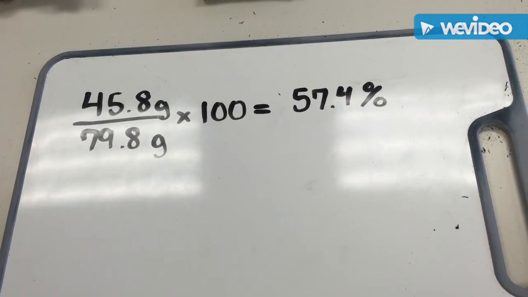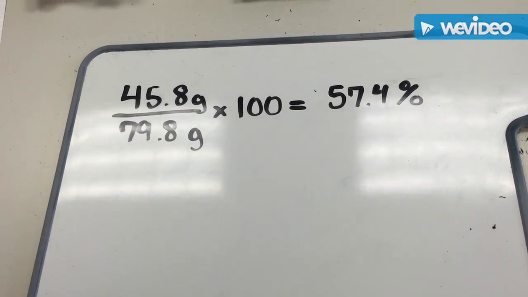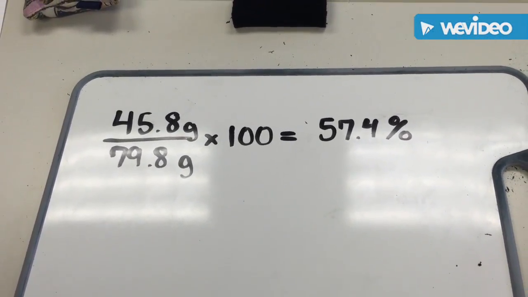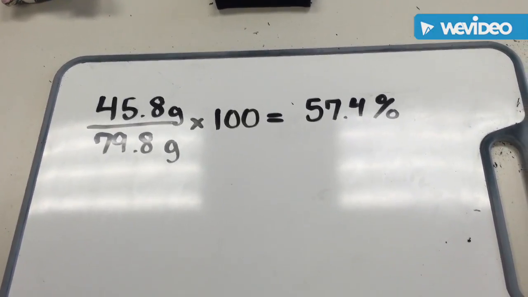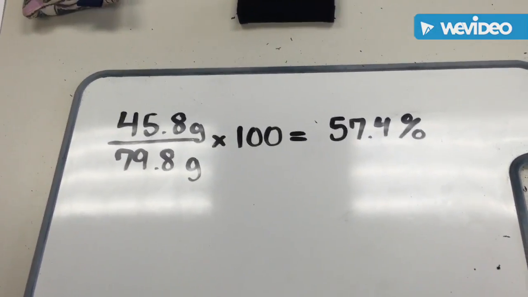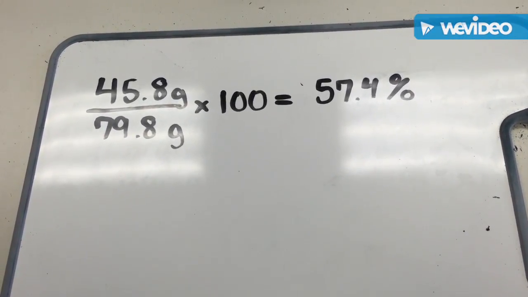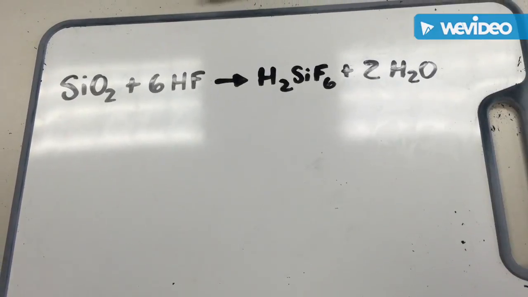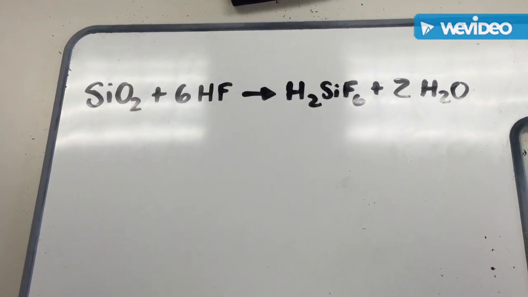Okay, so our third question was, what is the percent yield? We took the experimental yield, which they gave us in the problem, which was 45.8 grams of H2SiF6, and divided it by the theoretical yield that we just found in the last problem, and times it by 100. So our percent yield was 57.4%.